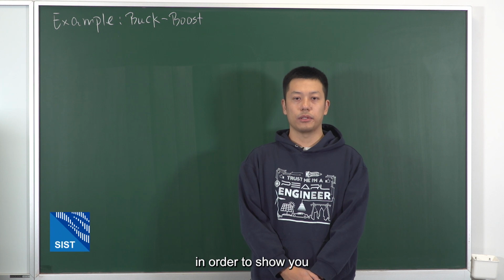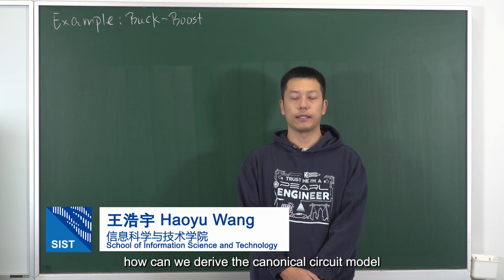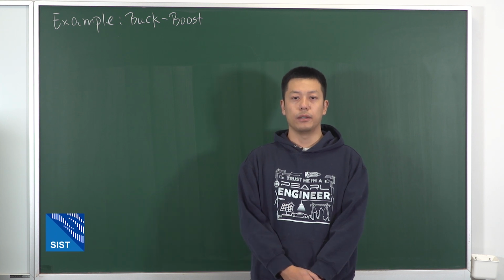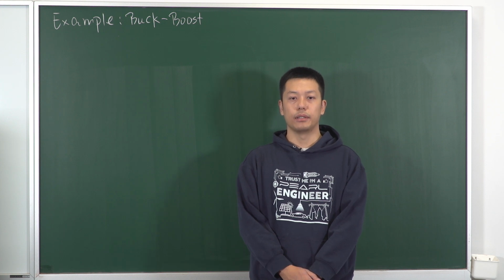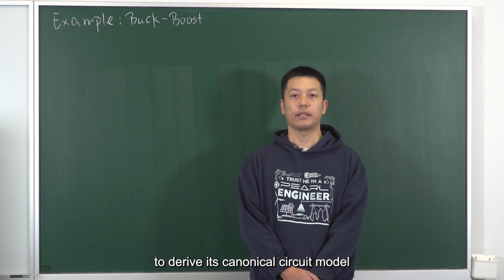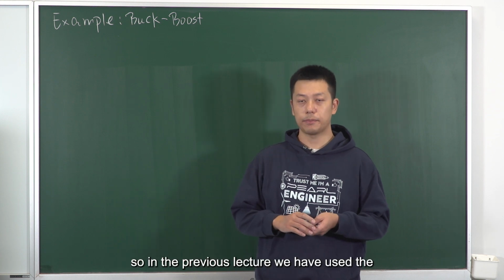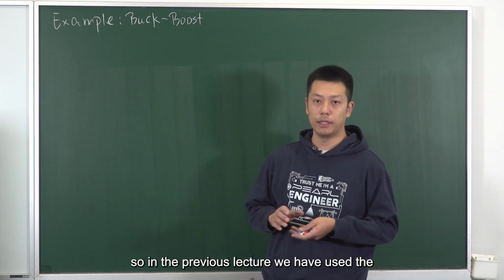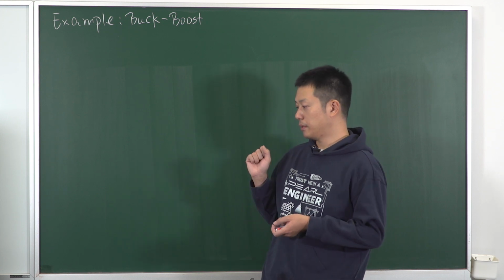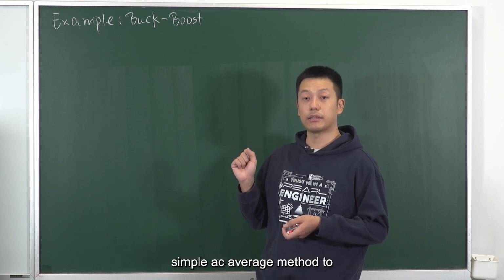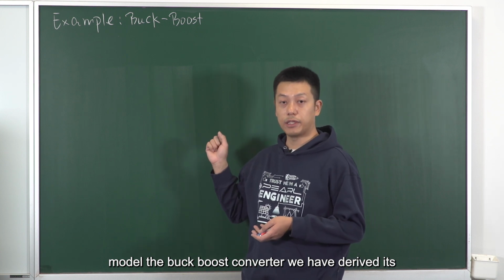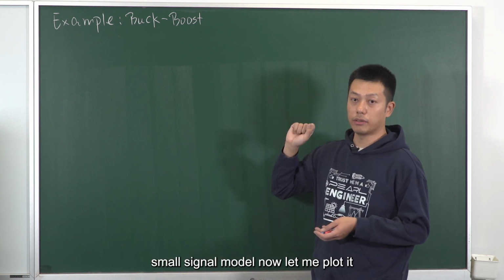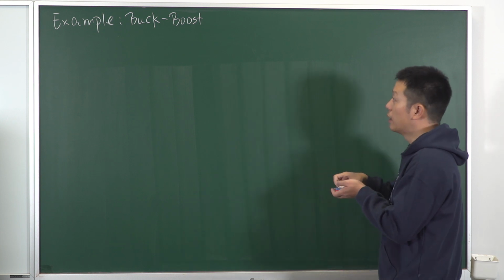In order to show you how we can derive the canonical circuit model, we can use the buck-boost circuit as an example. In the previous lecture, we used the simple AC average method to model the buck-boost converter. We derived its small signal model. Now let me plot it one more time.